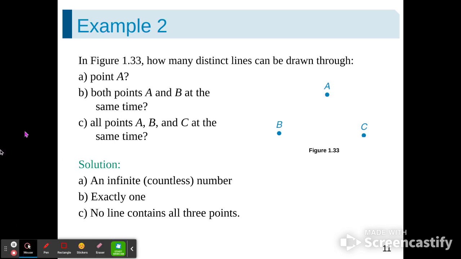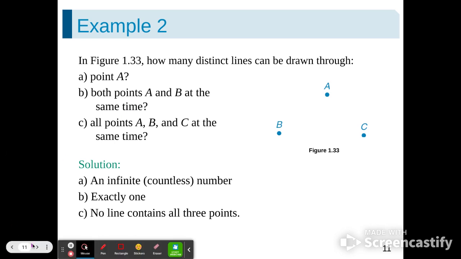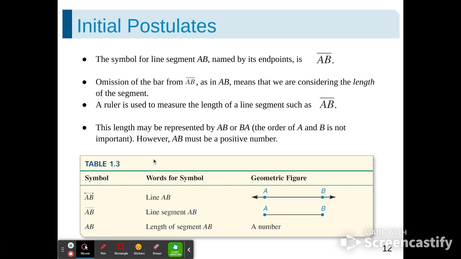All right, so some more initial postulates, and this is just kind of running through some things. Some of the assignments you might be talking about is the symbol for a line segment, which we talked about before, AB. The lack of arrows on top signifies that it starts at A, goes to B, and stops at B. The omission of the bar means length. So if we don't have the bar in there, but we have italicized AB, that means the length of it.